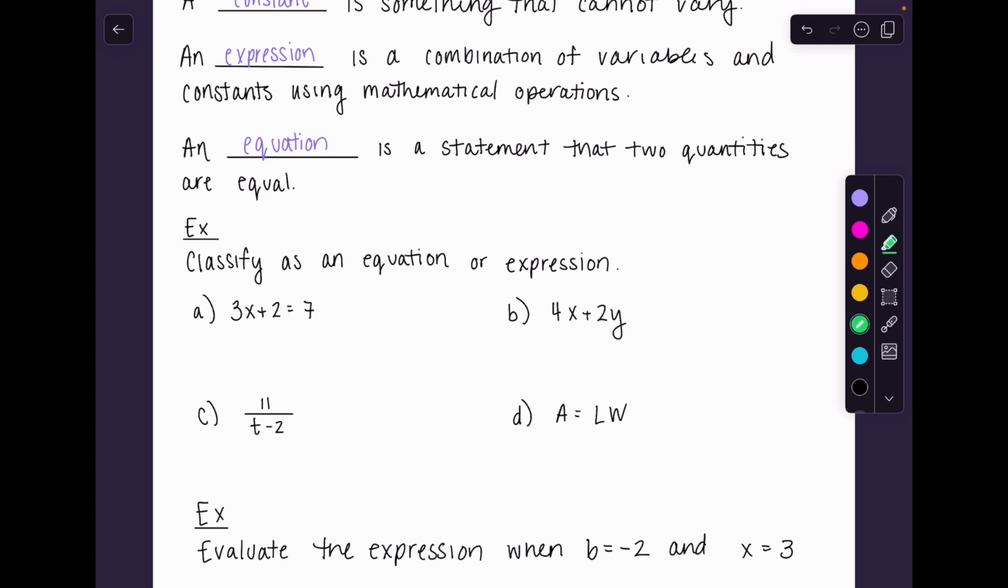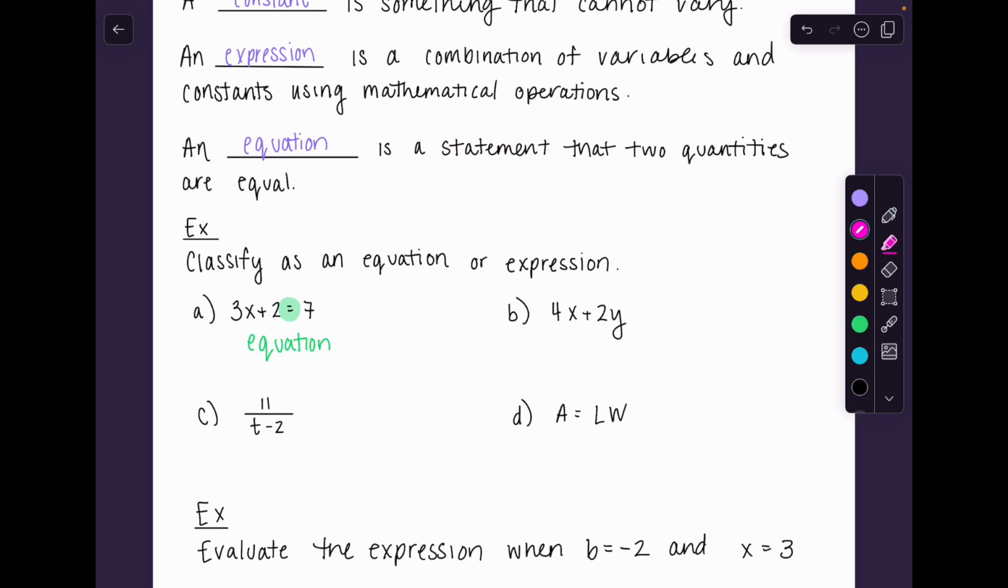What you want to look out for is, does it contain an equal sign? All four of these definitely involve expressions because they have variables and constants, and some kind of operations like multiplication, division, addition, subtraction, whatever it is. But this equal sign is telling me that the left side, 3x plus 2, where x is a variable, has to equal 7. So this first one is an equation.